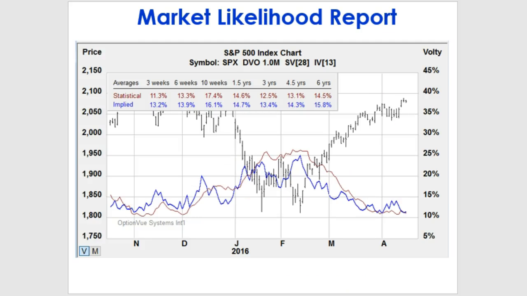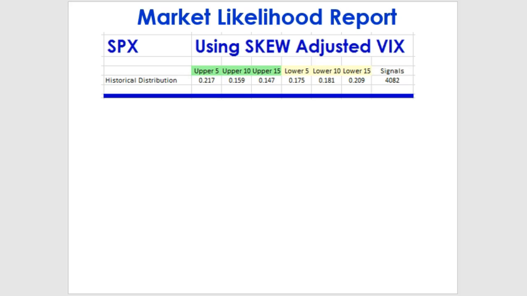Here is the vol chart in option view. We have implied and statistical right here. All in all, you can see the averages at the top. Implied is higher than statistical over a 4, 5, and 6 year average by quite a bit. All right, and so what we're going to do now is create the same bands using a skew adjusted VIX.